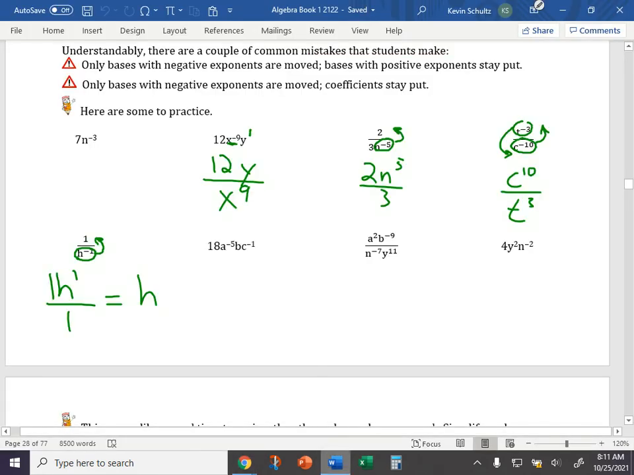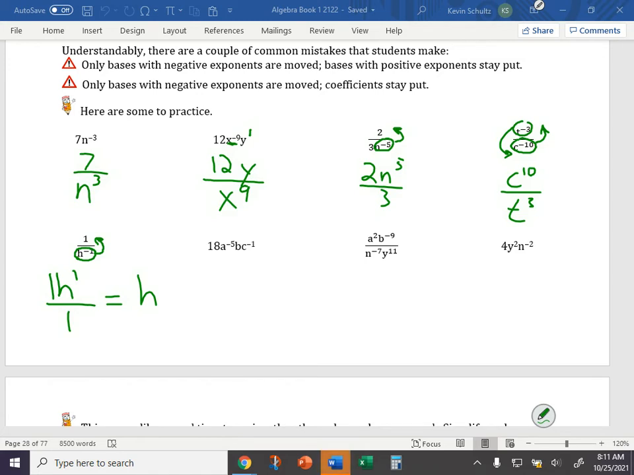And we are back. Your job was to do these 4. The first one, 7n to the negative third. That coefficient of 7 stays in your numerator. The n to the negative third goes down, becomes n to the positive third, and that should be your answer. 7 over n to the positive third.